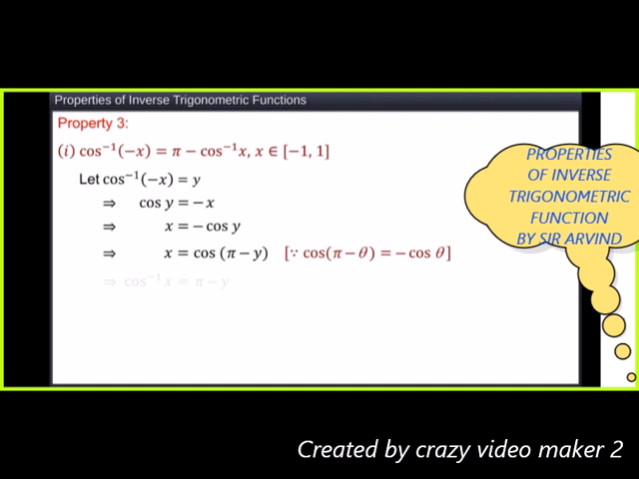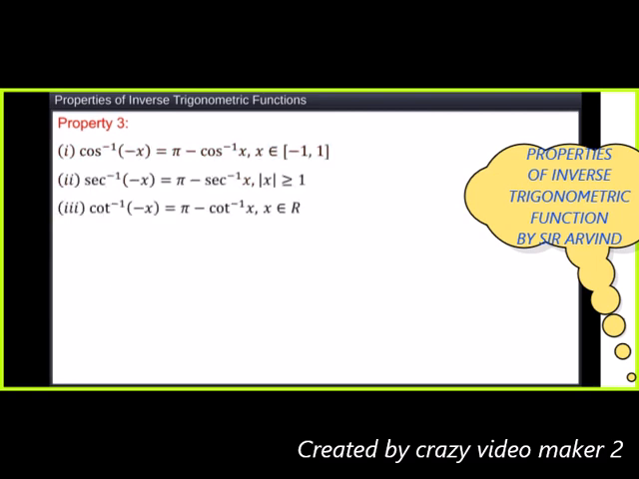Now let us take cos on opposite side. It gives you cos inverse x is equal to pi minus y. Substituting the value of y, it gives you cos inverse x is equal to pi minus cos inverse minus x. It gives you cos inverse minus x is equal to pi minus cos inverse x.